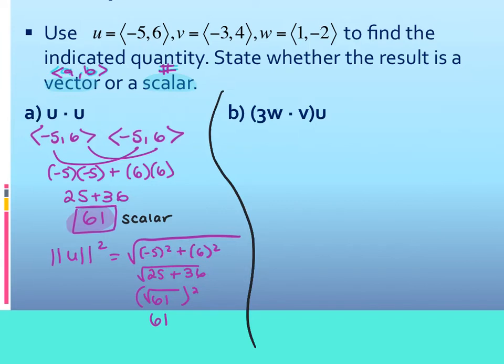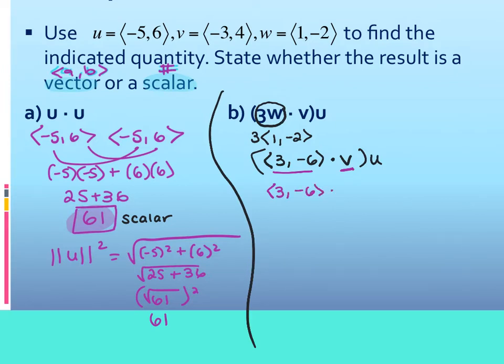B is 3 times v times, 3w times v times u. This is all multiplication. There's no addition here. So I can multiply this in any way I want. Typically, our gut instinct says multiply 3 times w. So 3 times w would be 3, negative 6. That times v times u usually means take this and multiply it times v next. So 3, negative 6, v, negative 3, 4.